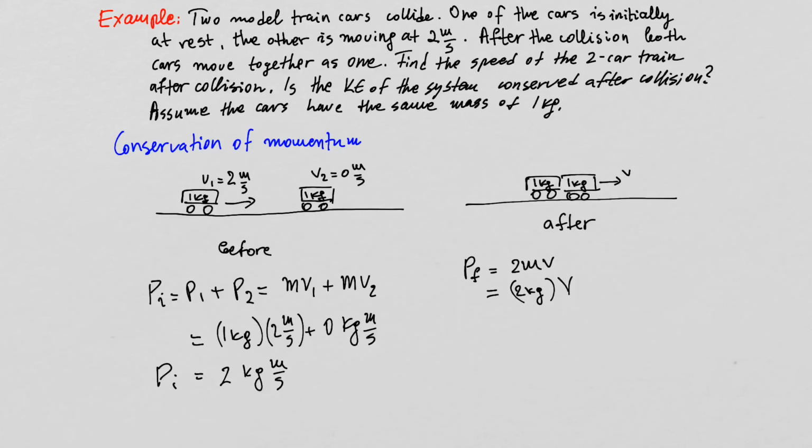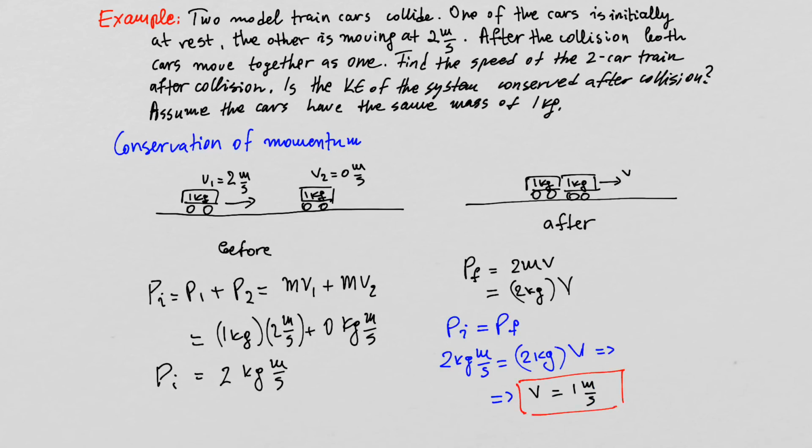So if I set the two equal to each other, that gives me that 2 kilogram meters per second is equal to 2 kilograms times v, from where I can calculate the velocity v, and that is equal to 1 meter per second. So now I know all velocities involved in the evolution of the system before and after collision. Now I can calculate the kinetic energies before and after collision and compare the two to see if they are the same or if they are different.